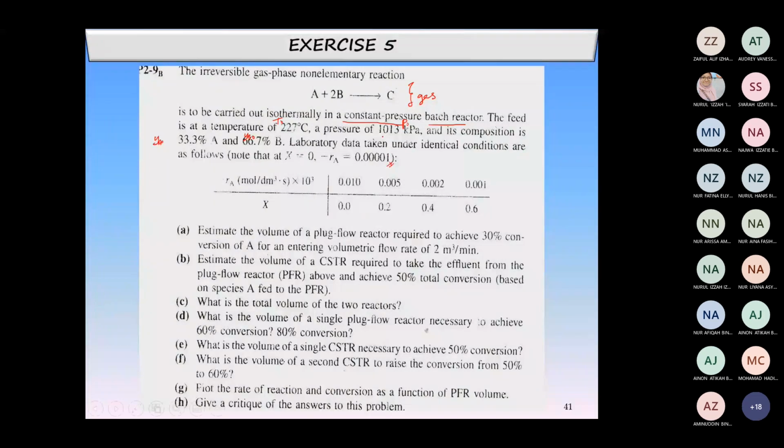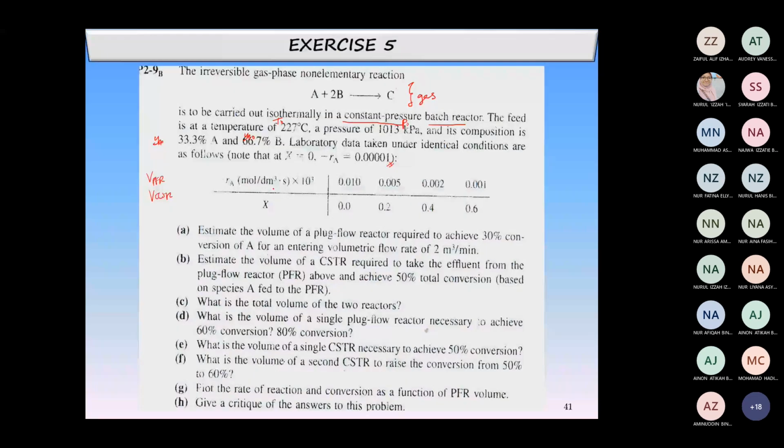In this question, it also provides the table for the value of negative RA with X. So what you need to do is relate this value with the volume. You have to refer back to the design equation. You have a design equation for the PFR and also the CSTR. Let's try and have a look first.